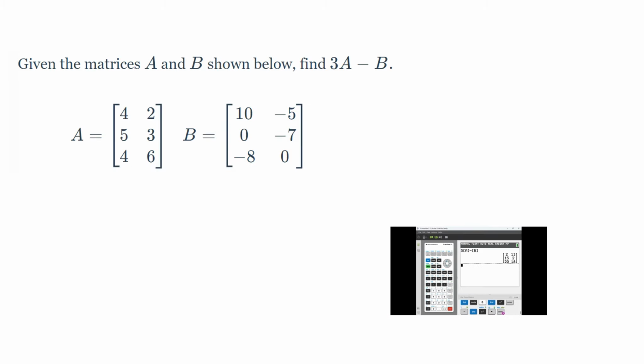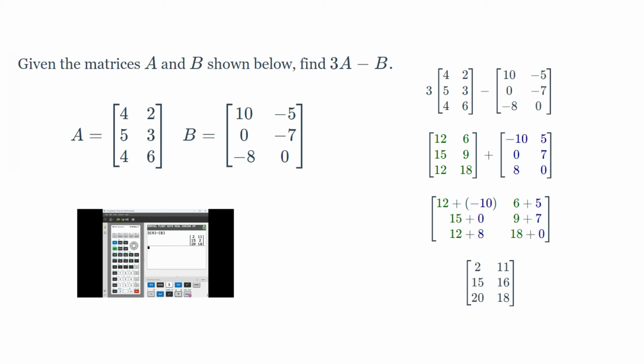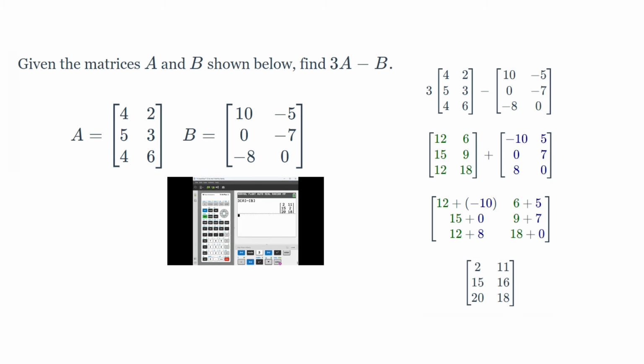Okay, so that's how we have it. And I told you I would show you how it's done by hand. So that's what this matrix would look like if you had solved this by hand. You triple the first matrix, all those numbers get tripled. They distribute in a negative sign, which is a sign change, and then you combine your terms. Not necessary, but it's something you can do.